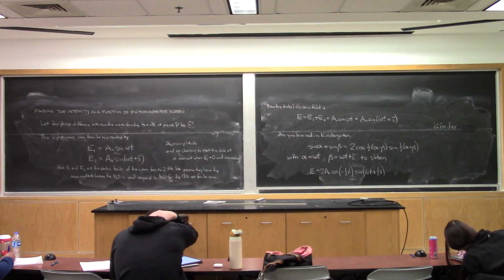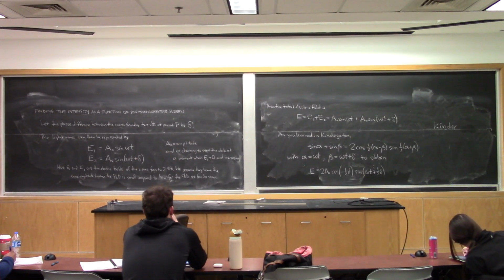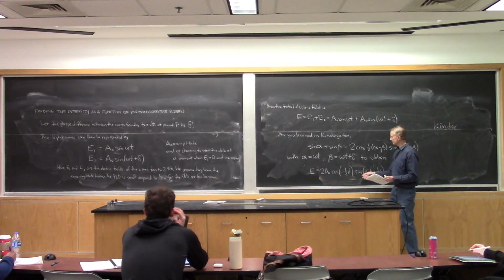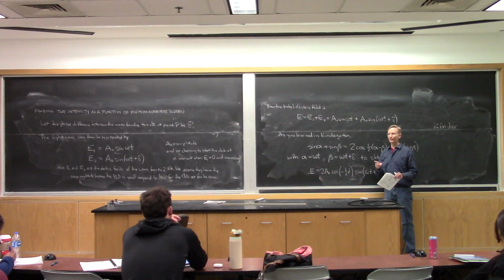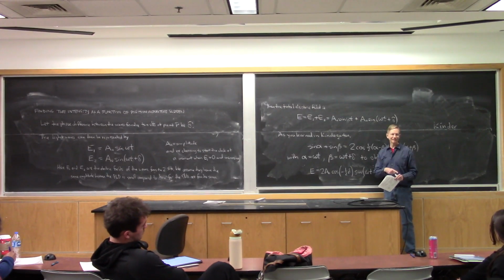So a naught sine omega t plus a naught sine omega t plus delta can also be written as 2a naught cosine of minus half delta sine of omega t plus half delta. But wait a minute, what can I say about the cosine of minus a thing? It's not minus cosine the thing. It's cosine the thing.